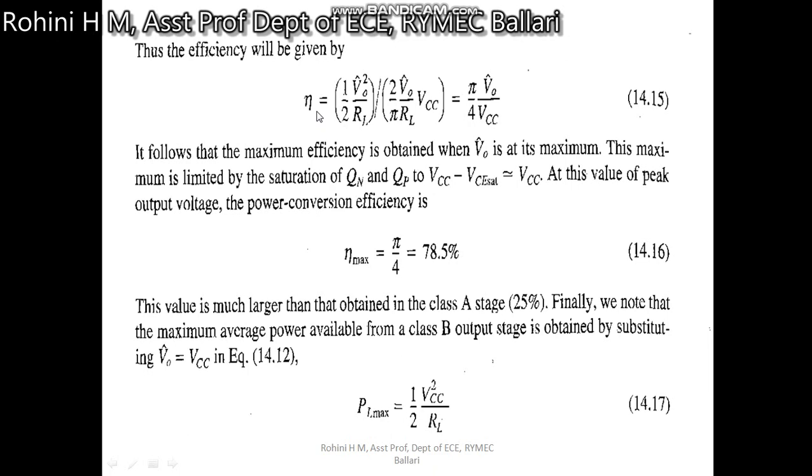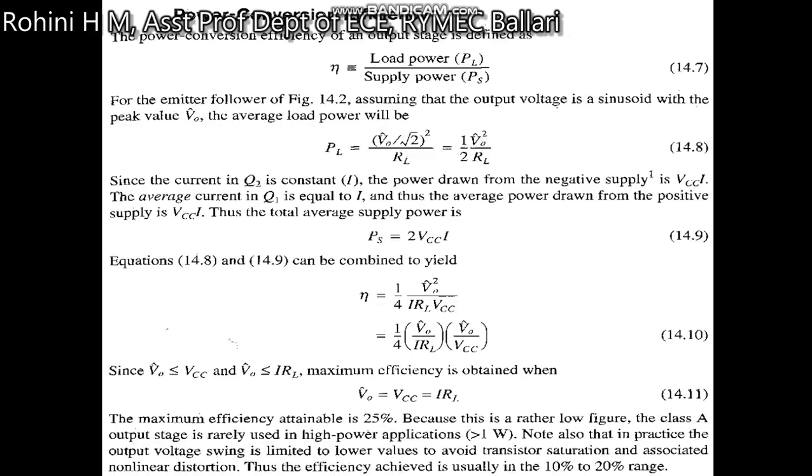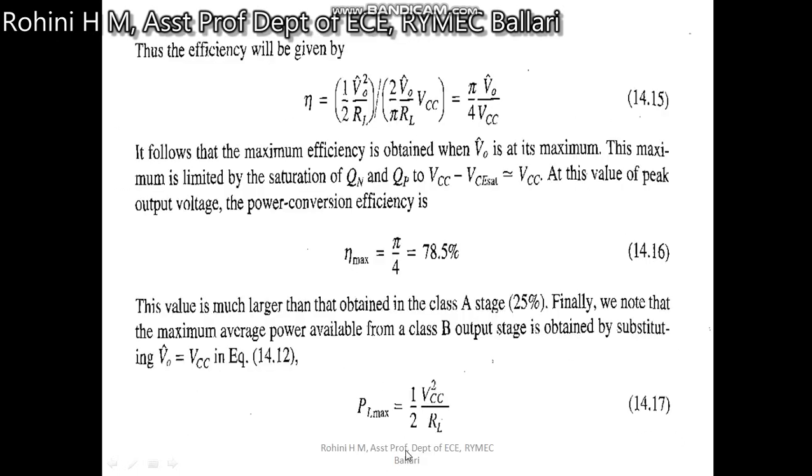Then the efficiency is given by PL divided by PS. In class A we have written the load power divided by power supply power, PL divided by PS. If we substitute here, the PL expression is this, the PS expression is this. So load power divided by supply power, if we substitute, we obtain this expression: pi by 4 into V0 by VCC.